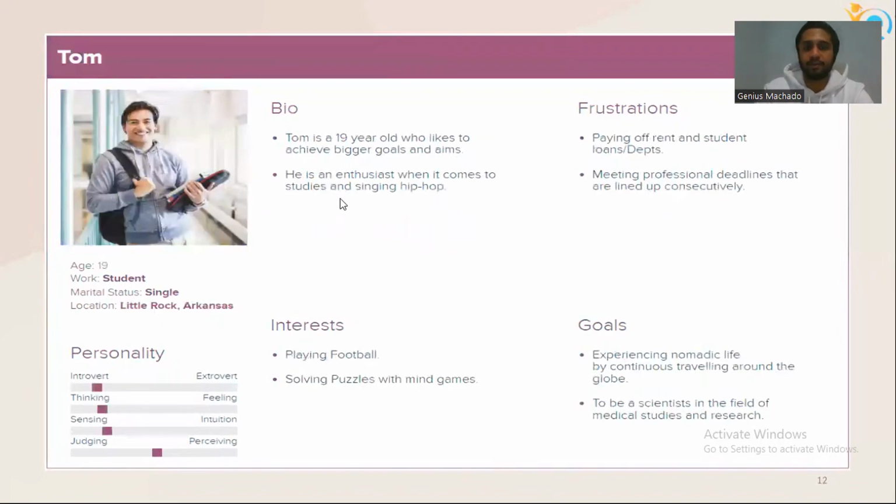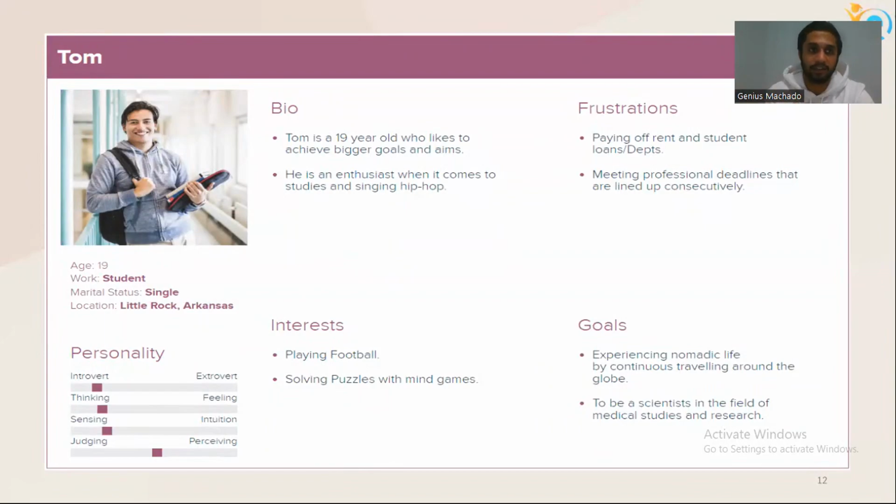Another one, we have Tom. Tom is another student. He's a 19-year-old who likes to achieve bigger goals and aims to fly high. So yeah, he's an enthusiast when it comes to studies and singing. But when it comes to studies, he's really good at choosing the right platform, which is the Quick Learning application, and he has chosen the learning management system, which gets him remote access to knowledge, content, information, and all the courses that he's taking.